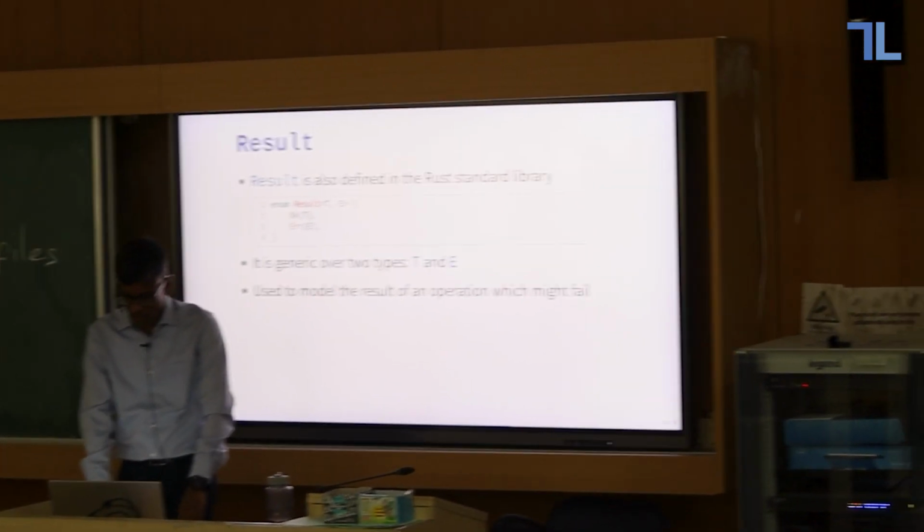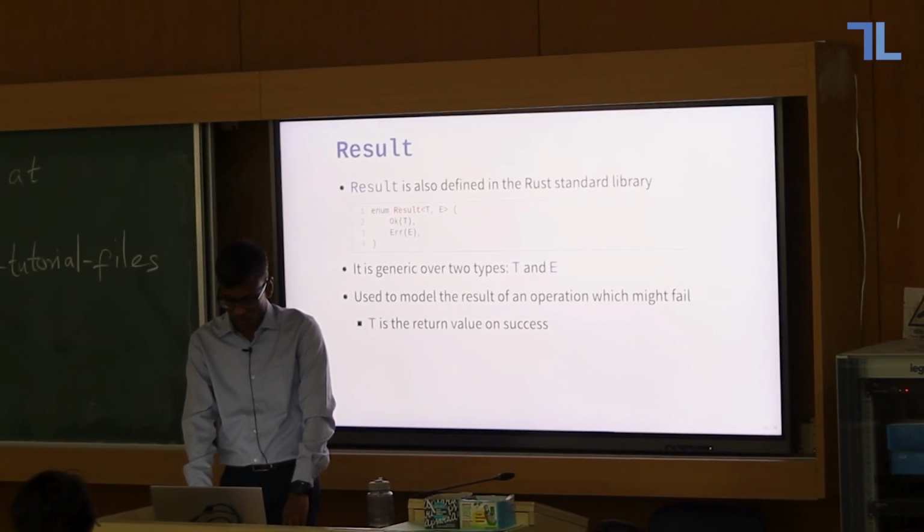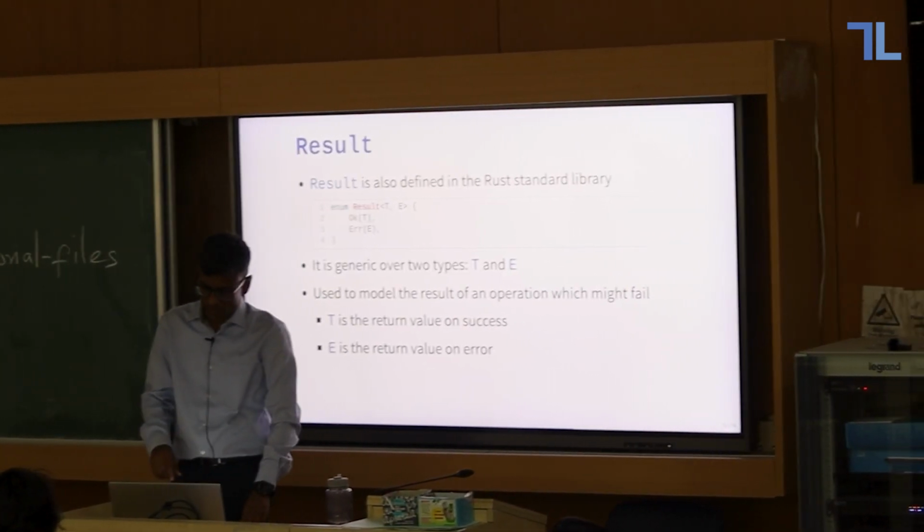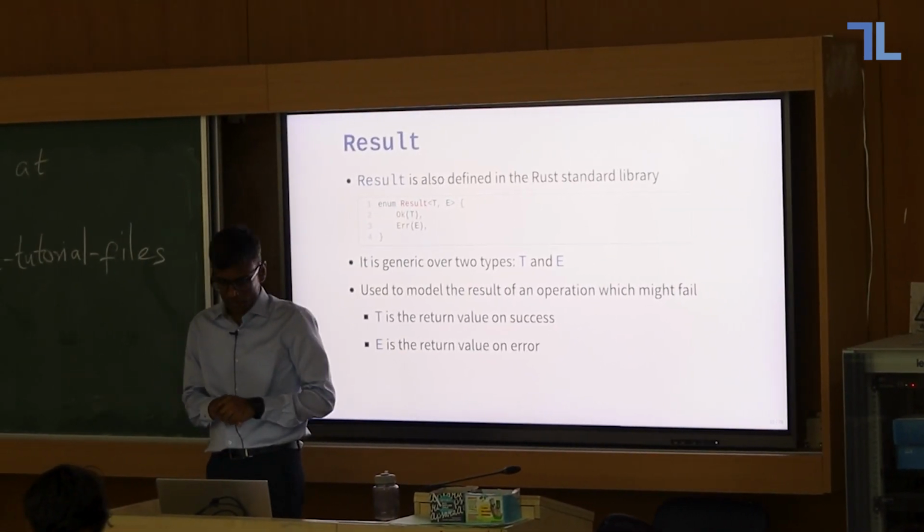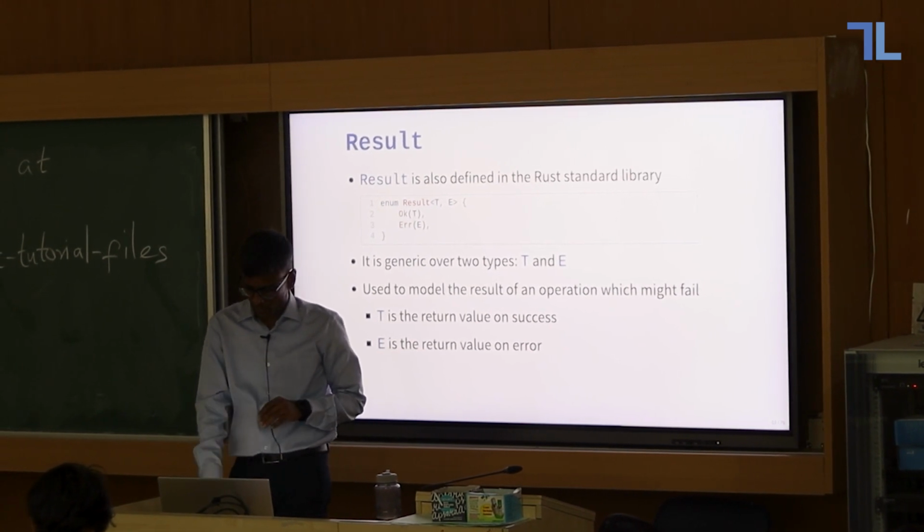So it's used to model the result of an operation which might fail. And like I said, T is the correct return value on success, and E is the return value on error.